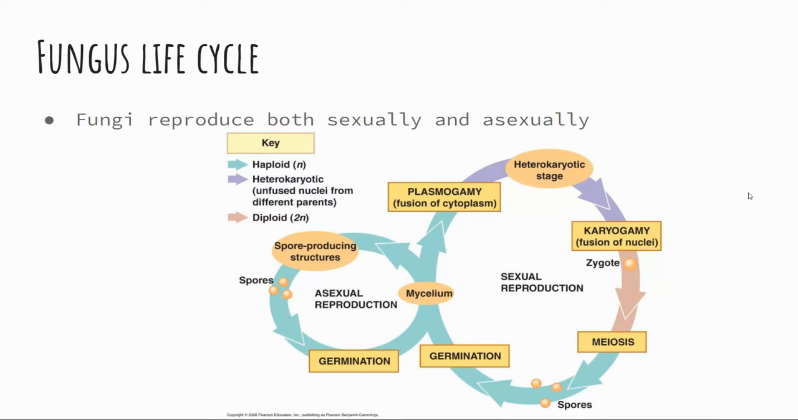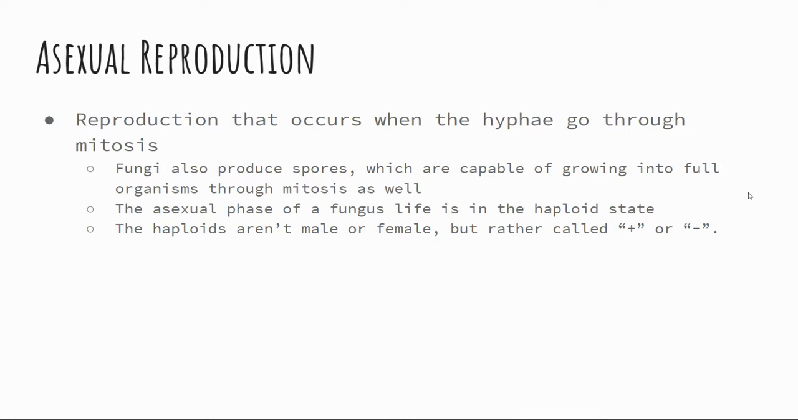All right, so the fungus life cycle. Fungi reproduce both sexually and asexually. So you'll see there they have asexual reproduction, which is going to have spores, and then they'll also go into sexual reproduction with the production of gametes. Asexual reproduction occurs when the hyphae go through mitosis. Fungi also produce spores, which are capable of growing into full organisms through mitosis as well. The asexual phase of the fungus life is in the haploid state. And in fungi, they're not male and female, but rather plus and minus.